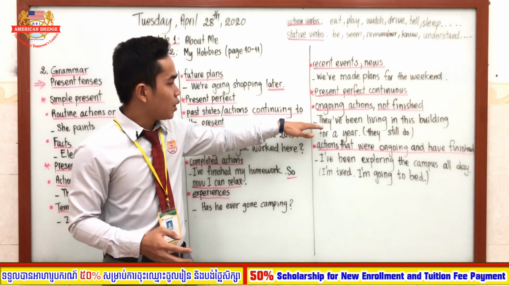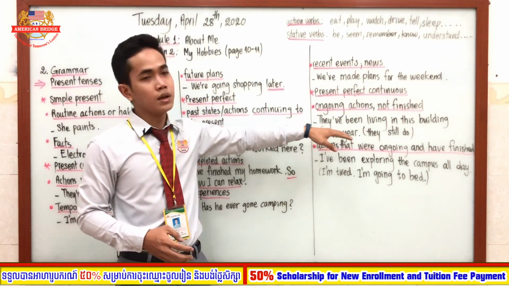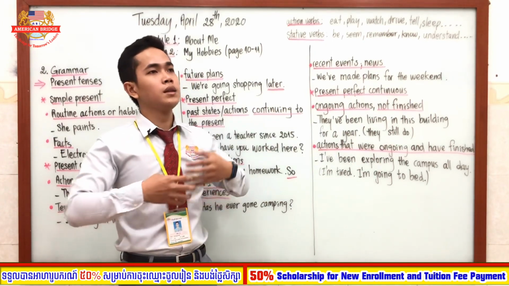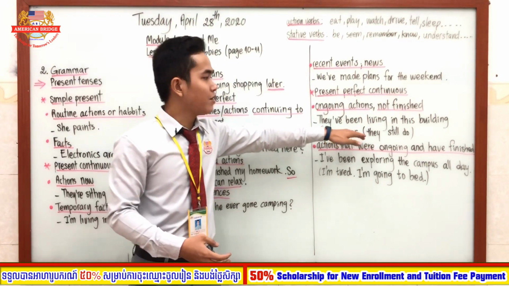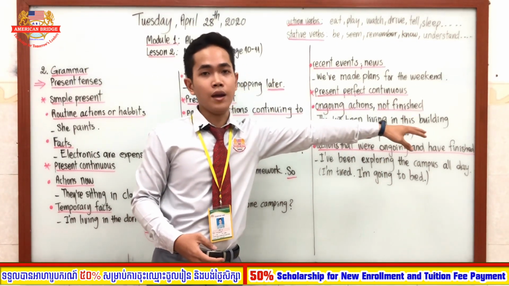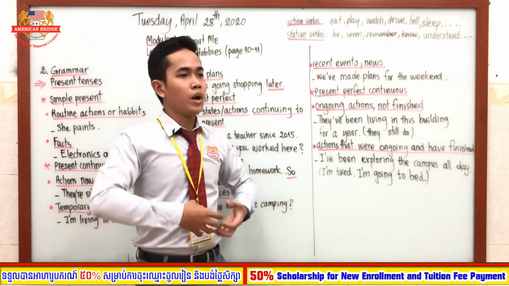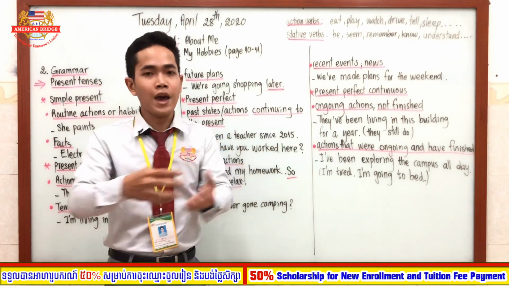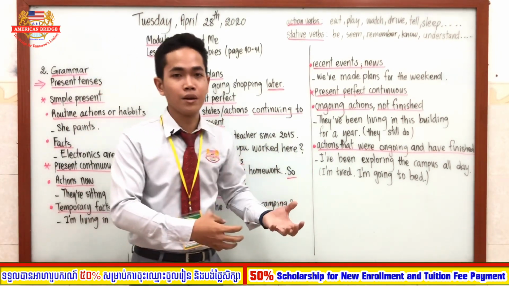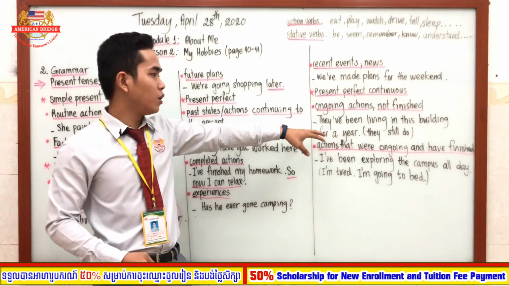Let's read the example. They have been living in this building for a year. So it shows us the quantity of time they have spent living there, around one year. But right now they still live there. So we are not sure which day or what month they are going to leave that building. We just know that they have been living in this building for a year.